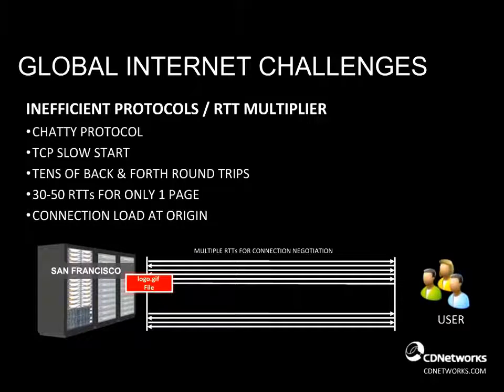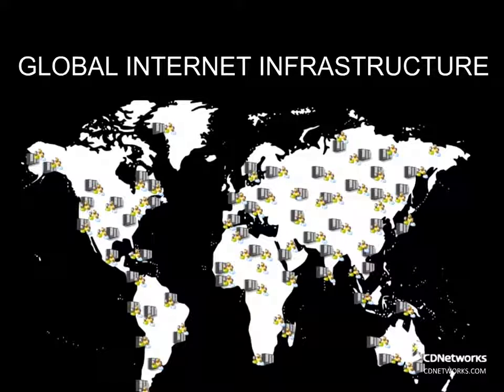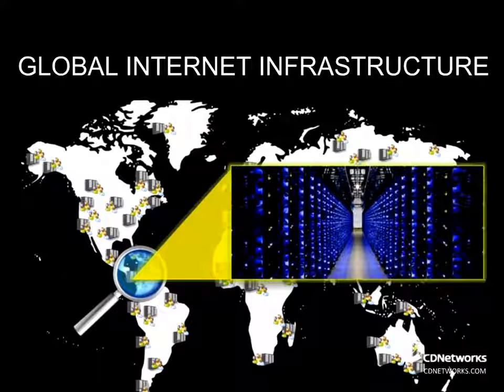A CDN should have over 100 POPs, points of presence, or data centers geographically distributed around the globe. And inside each POP are hundreds to thousands of servers. These POPs and servers are used to globally accelerate content.